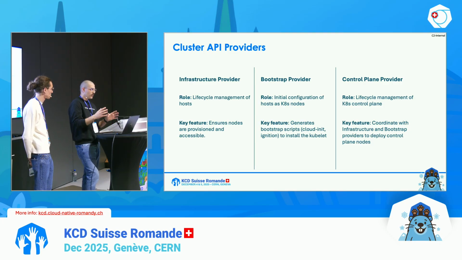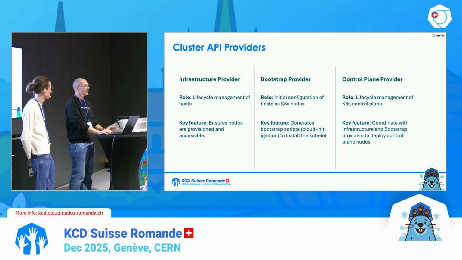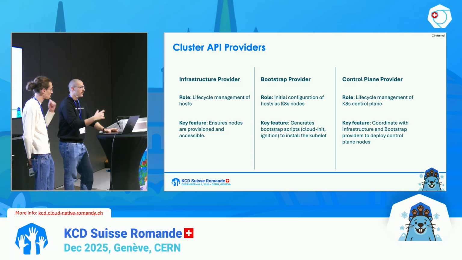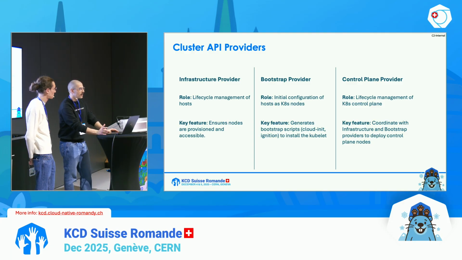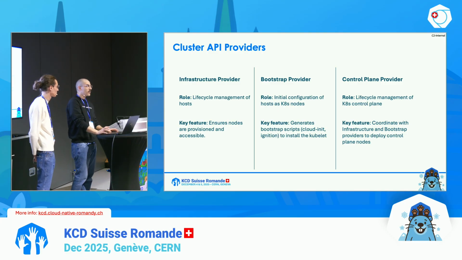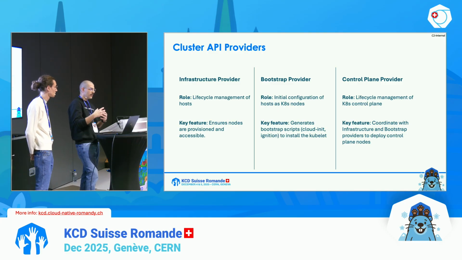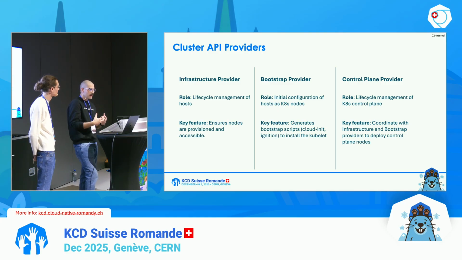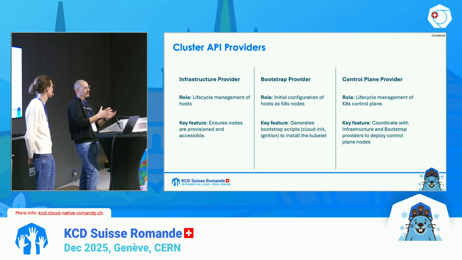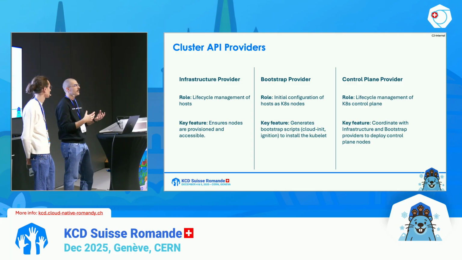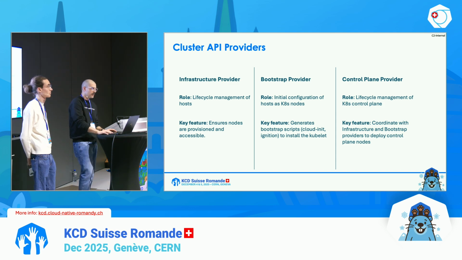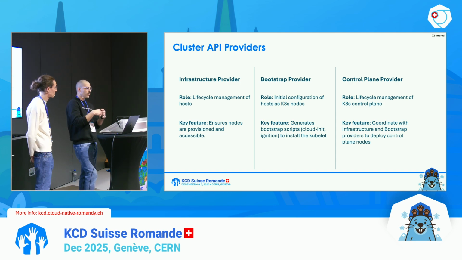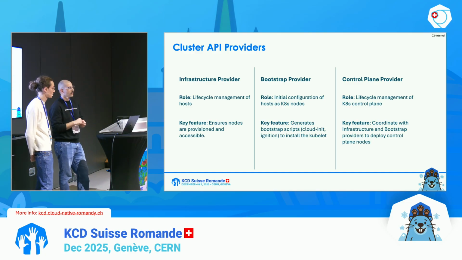And to deploy a Kubernetes cluster, you generally need three types of provider. The infrastructure provider that provisions the hosts and ensures that these are accessible. We have the Bootstrap provider that generates the initialization file that makes a general host a Kubernetes node. So for instance, there is the installation of the kubelet that is used to run our pods. And we also have the control plane provider that handles the lifecycle management of control plane nodes.